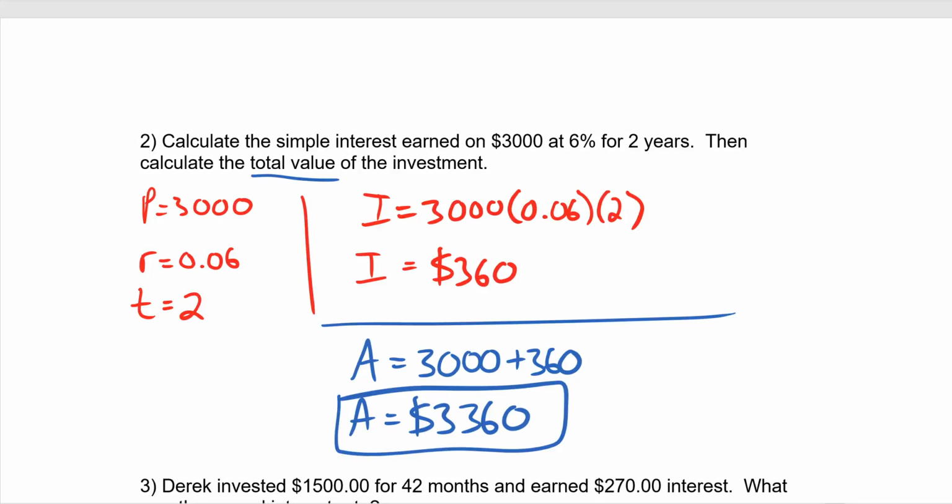Now, just like with sequences and series, we may not necessarily be just figuring out what the interest is, so we might have to use that equation in different ways.